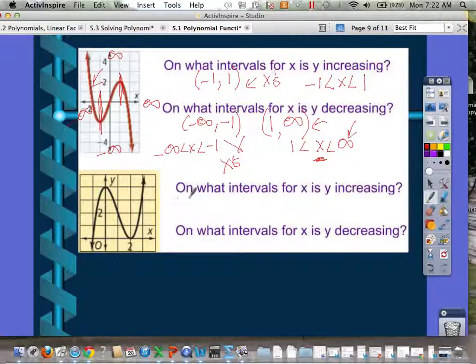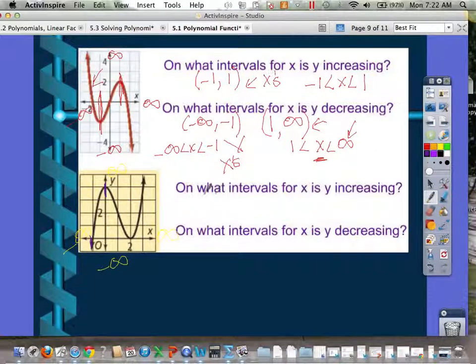So on this one, it says, on what intervals for x is y increasing? Okay, so remember we have negative infinity over on this end, positive infinity over here, positive infinity here, and negative infinity on my y's there. So you want to look and see it's going from left to right, so you're going from this point right here to this point right here, it's going up.